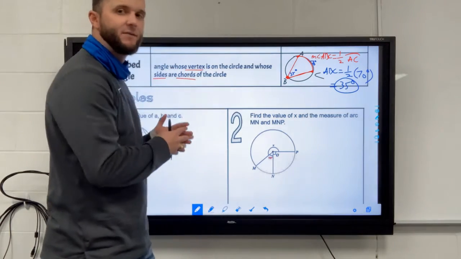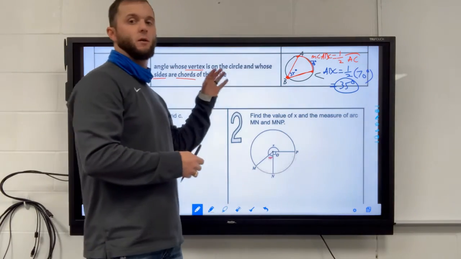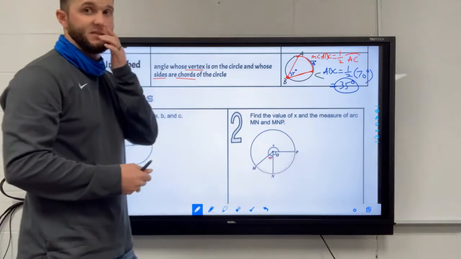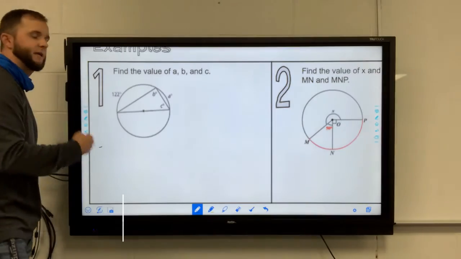So we're going to take these definitions, we're going to take these terms, and we're going to look down and apply them to our examples down here, okay? Okay, so let's jump to it. All right, so look at example number 1 here.